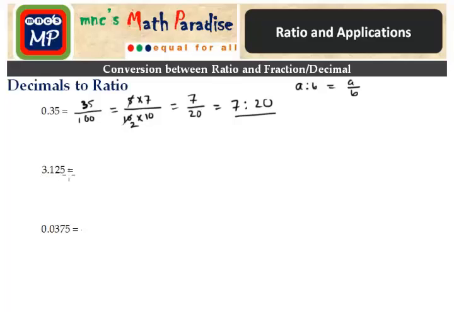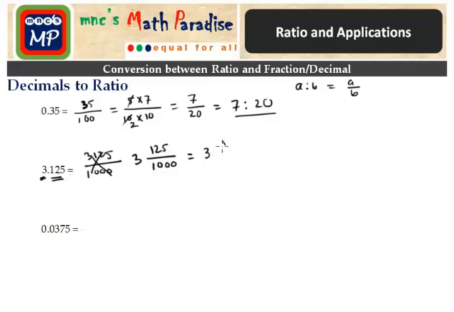Similarly, here 3.125. First we need to convert this decimal into a fraction. If we take 3125 divided by 1000, this value will be very big. So instead of going that way, we can keep this 3 as it is, as an integer, and we will only convert this part. 125 divided by 1 and then 3 zeros, 1000. So now we will simplify this.